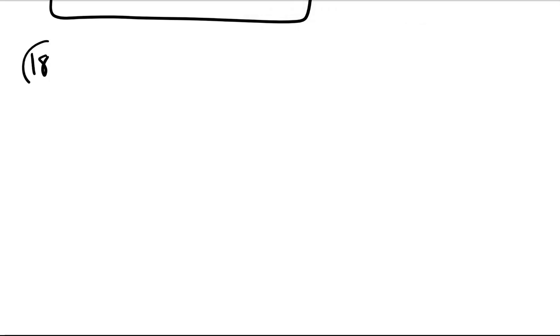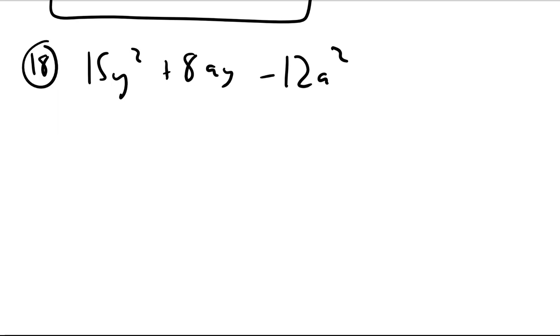So 18 has 15y squared plus 8ay minus 12a squared. Okay, so I certainly wish that there was a GCF here, but this is 3 times 5, this is 2 times 2 times 2, this is 3 times 2 times 2. So I don't see any number that matches up with all of those. So no GCF.